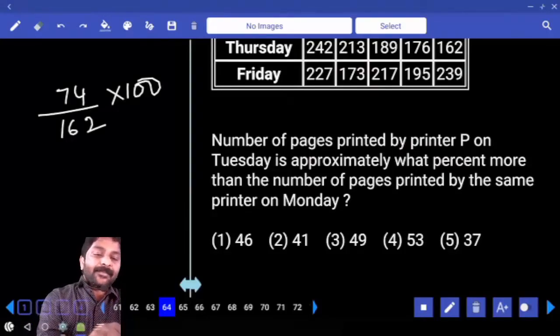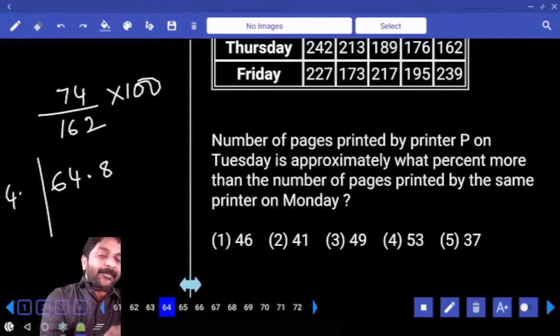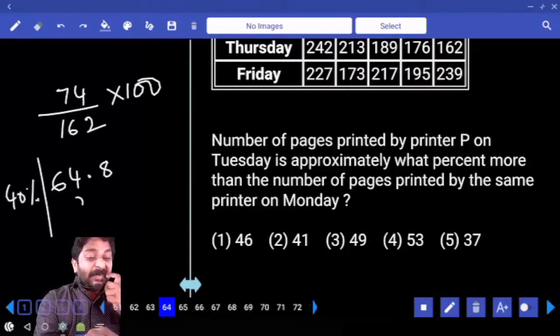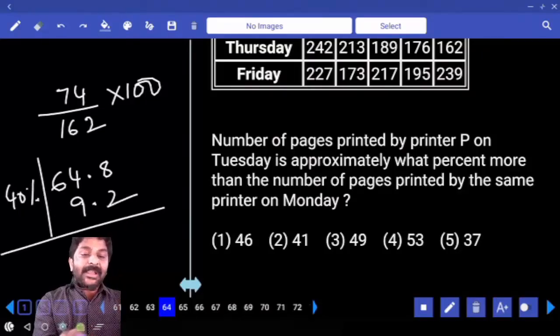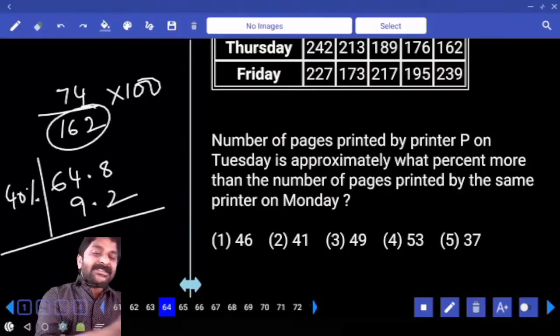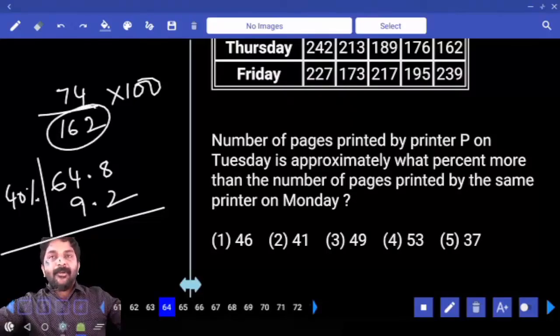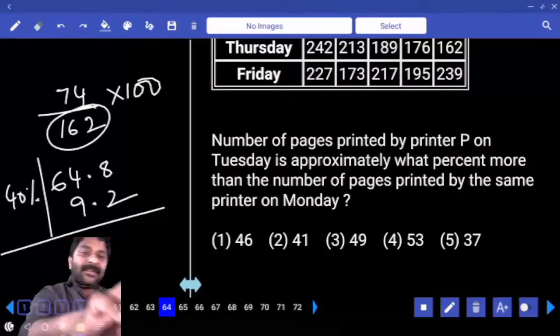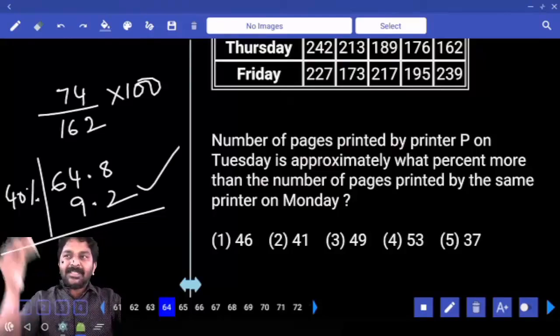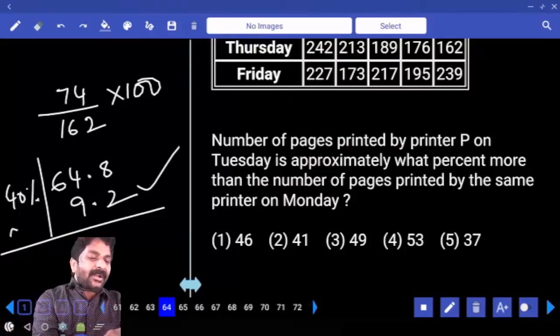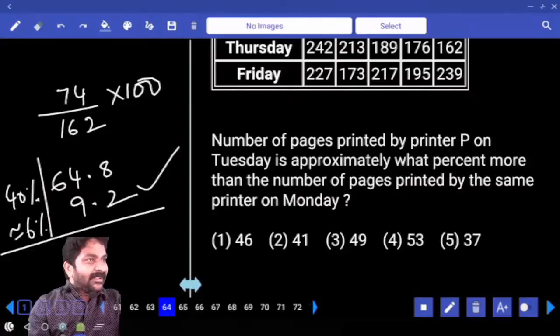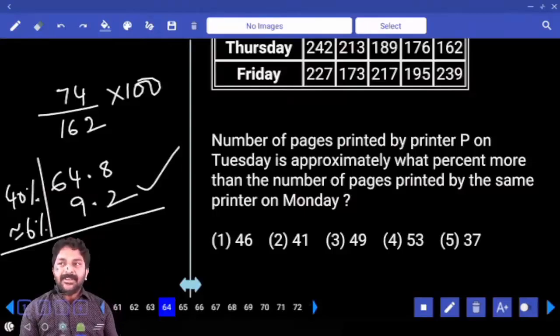16.2, double, 32.4. Again double, 64.8. This is 40%, right? Still how much more do you need to add? 9.2. Correct? What is 10% of the denominator? What is 5%? Our number is a little bit more than that, right? So can I approximately treat it as 6%? So the answer should be close by 46% only. Look at your options. 46, first option. Over.